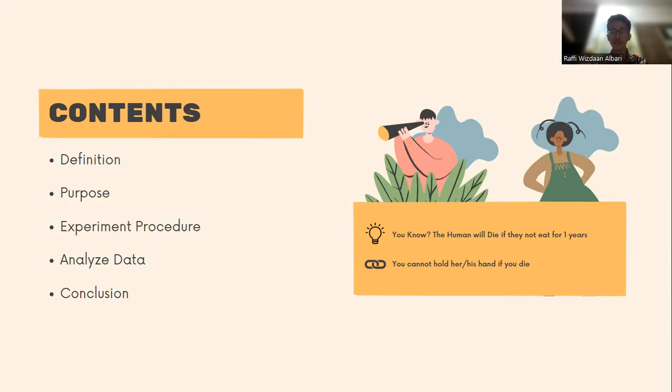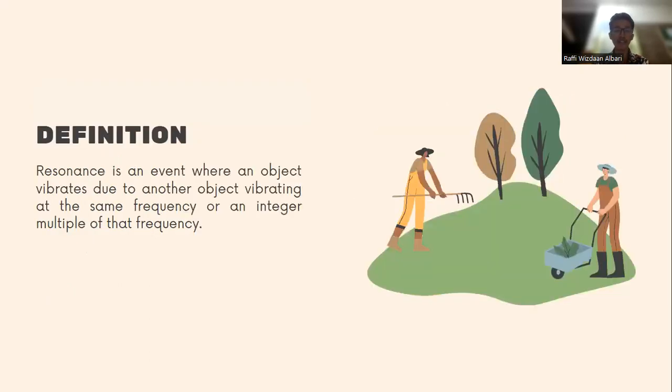You know, the human will die if they do not eat for 1 year, and you cannot put her on his hand if you die.